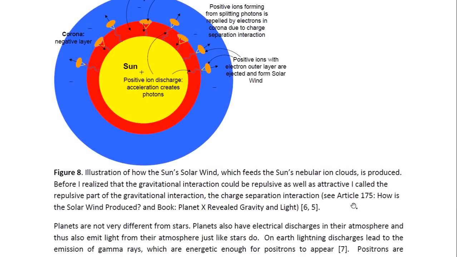And for more details, you may look at Article 175 entitled How is the Solar Wind Produced? And my book entitled Planet X Reveal Gravity and Light.